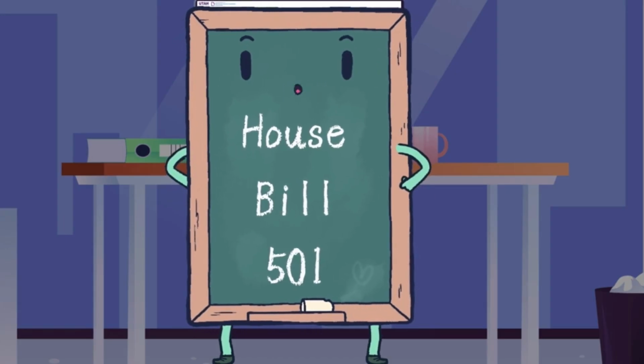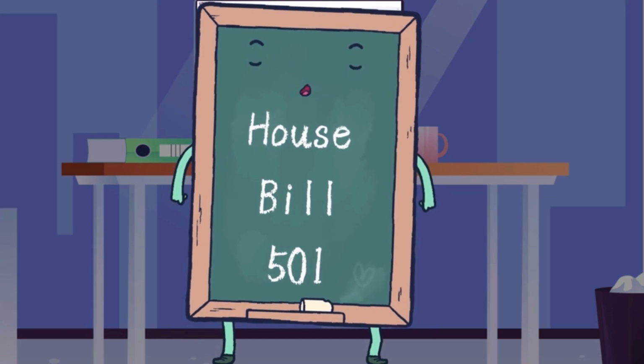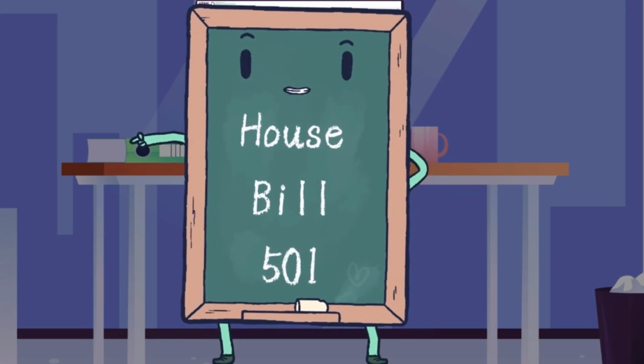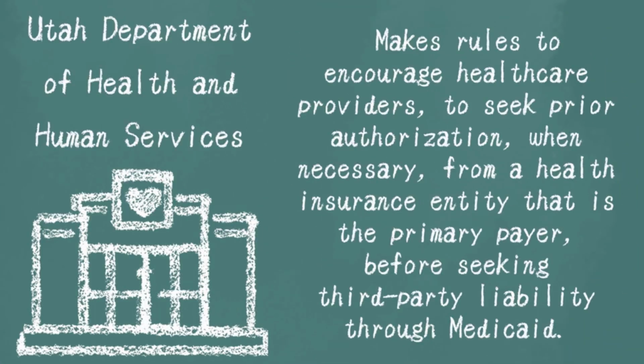House Bill 501. Effective May 1, 2024, House Bill 501 from the 2024 General Session requires the Department of Health and Human Services to make rules to encourage healthcare providers to seek prior authorization, when necessary, from a health insurance entity that is the primary payer, before seeking third-party liability through Medicaid.